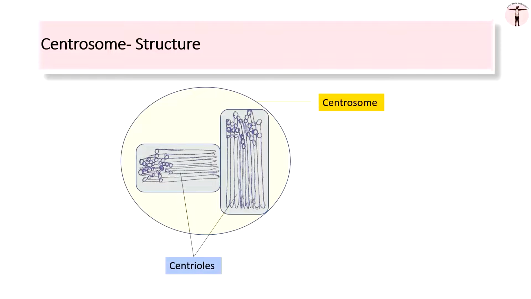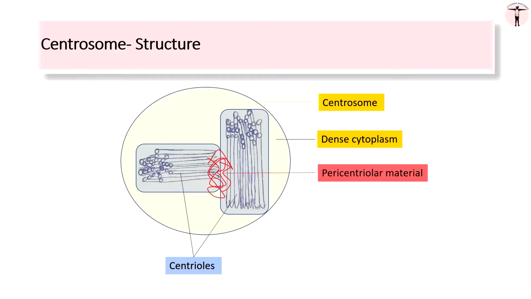Centrosome includes a pair of centrioles placed perpendicular to each other in a dense cytoplasm. So, in other words, the dense region of cytoplasm containing a pair of centrioles is known as the centrosome. The two centrioles are surrounded by an amorphous mass of protein termed the pericentriolar material.